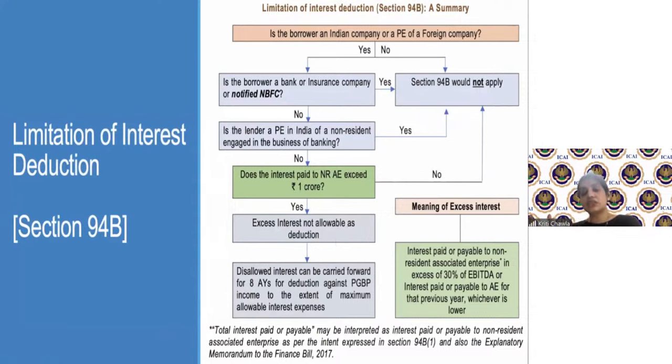What is this excess interest deduction? That is what is provided. This is the excess interest. The interest payable in excess of 30% of earnings before interest, tax, depreciation, amortization, or the interest, whichever is lower, will actually be allowed as deduction. So what is this limit, and what is this limit of 30%, etc.? I know it's very confusing. We'll discuss an example and then we'll come back to the law and see what exactly it says.